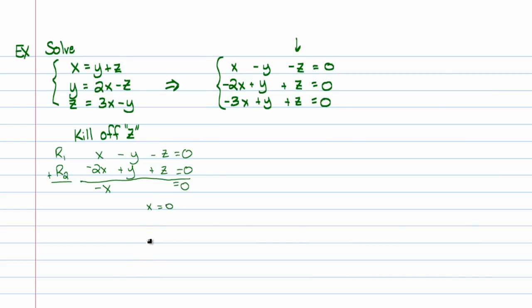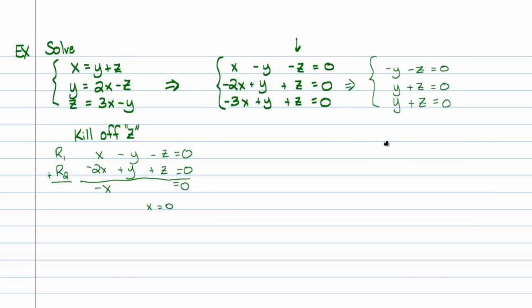Awesome. But what I'm going to do now, if you end up getting something like this, where all of a sudden when I decide to kill off a variable, my x, I find out that x is actually 0, then what I recommend is rewriting your system with that value of x plugged in. So in other words, where I see these x's, I'll replace them with zeros. Okay? And in that case, I get this. Negative y minus z is equal to 0. A y plus z is equal to 0. And a y plus z is equal to 0.